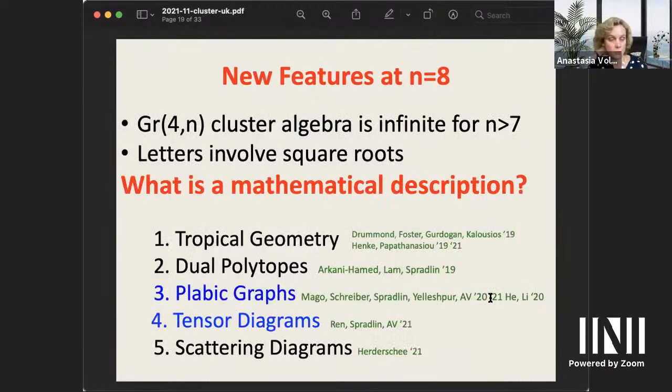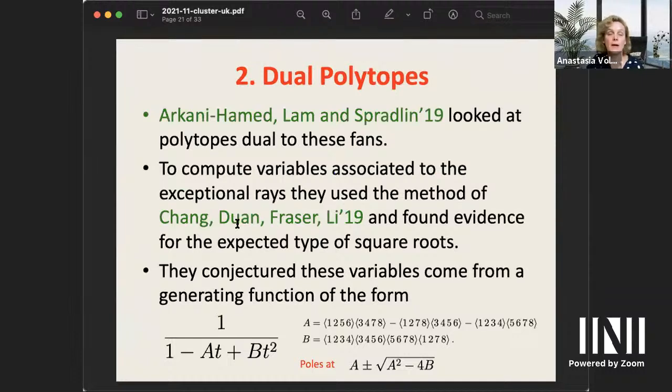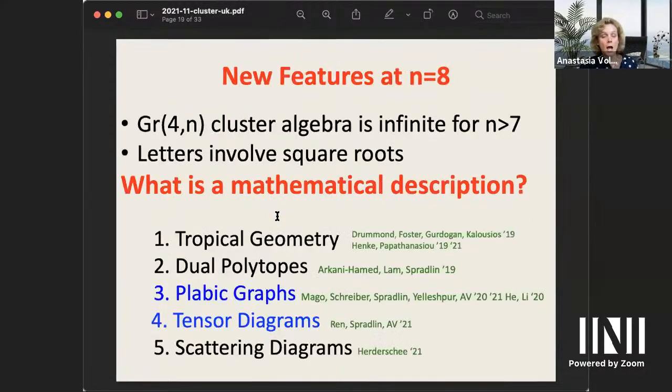There have been several approaches to this problem, and I will only focus on what we've done. But I'll just say there is a description based on tropical geometry by Drummond, Papathanasiou, and others. This tropical geometry is a generalization of the Speyer-Williams construction from 2003. And then there's a dual polytope description by Arkani-Hamed, Lam, Spradlin, where they use the methods of Fraser and others, and were able to reproduce these features. There's also a scattering diagrams approach, which I will not talk about at all. What I will do in the next 10 minutes is try to explain how to get these letters from two different constructions. One is plabic graphs and the other one is tensor diagrams.